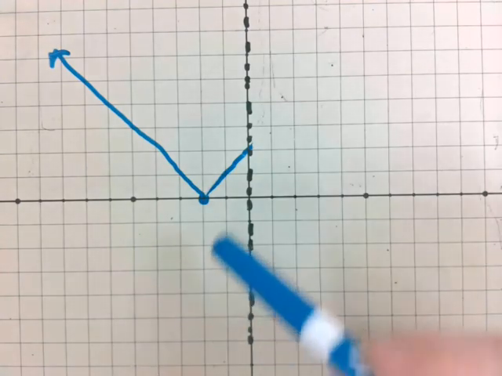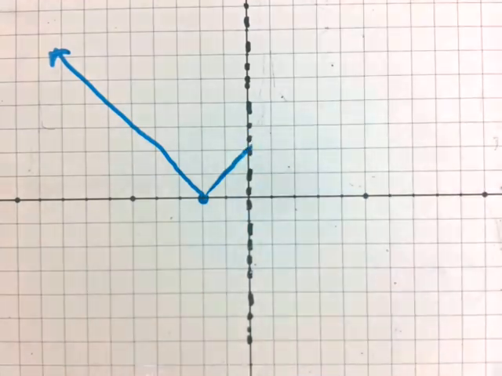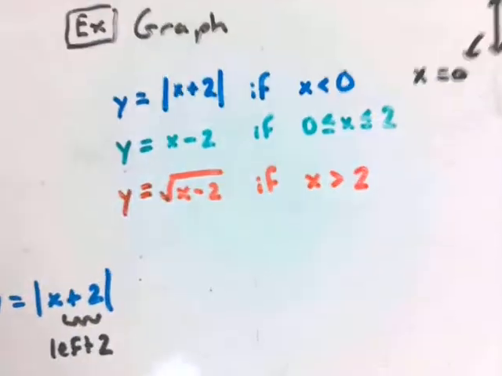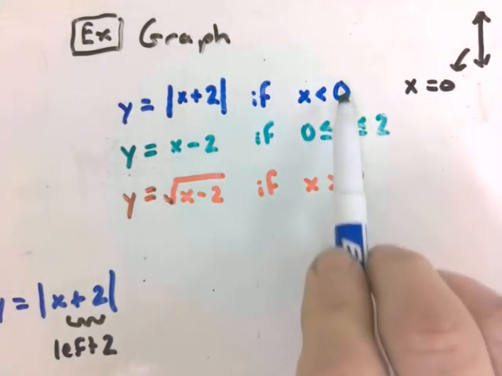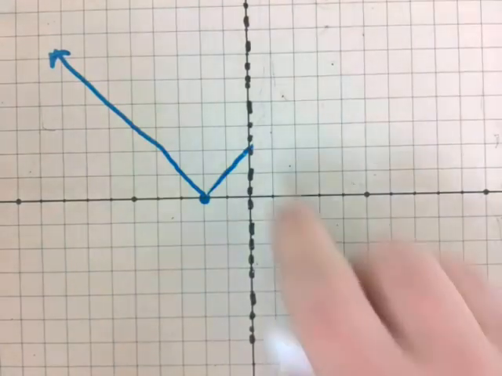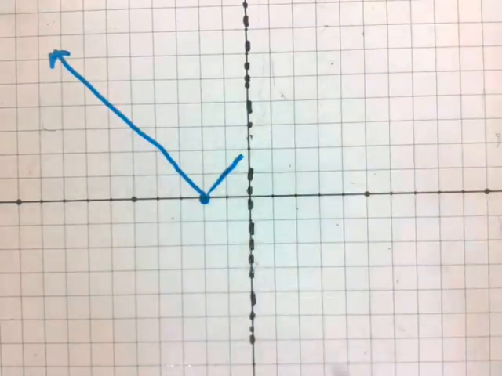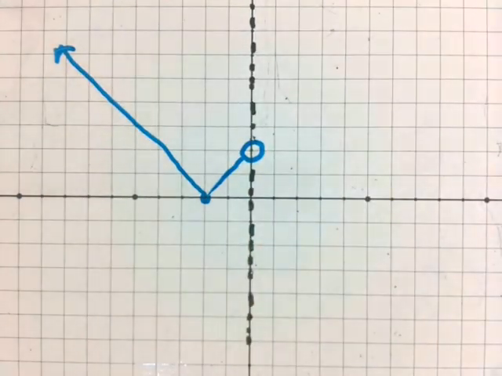One last thing, when your graph hits a cut line, you have to either put an open or a closed circle there. And you can just look at your inequality to figure that out. This is x is less than 0. If it's less than or greater than, that should be an open circle. So when it hits the black dotted line, our graph should have an open circle at that point. Okay, so that is the first part of our graph.